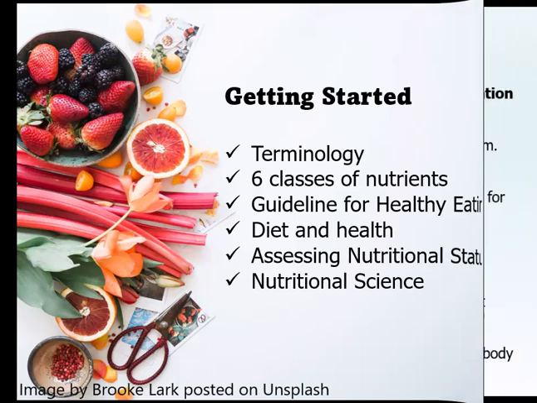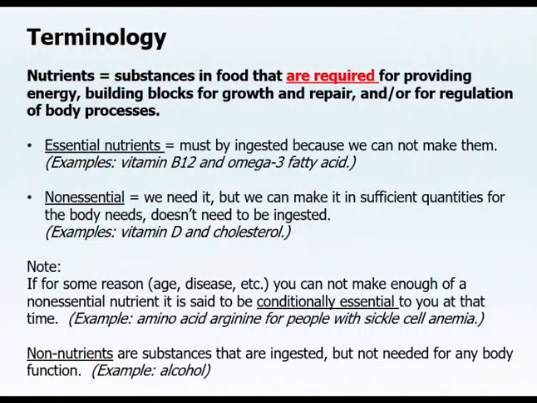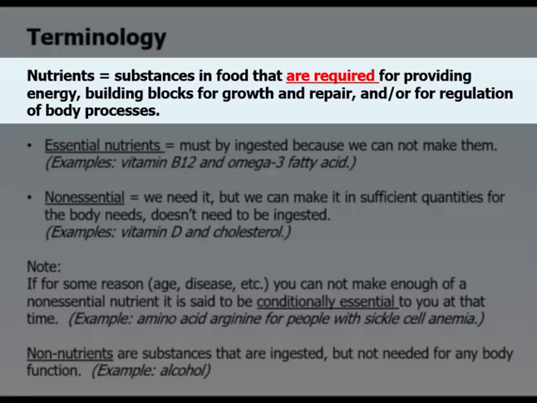So that's where we're going to begin. I'm sure you have a basic understanding of what nutrients are, but let's be sure that we have exactly the same definition. Nutrients are chemicals that are ingested in the food we eat. They are required for providing energy, or as building blocks for growth and repair, or for regulating body processes.